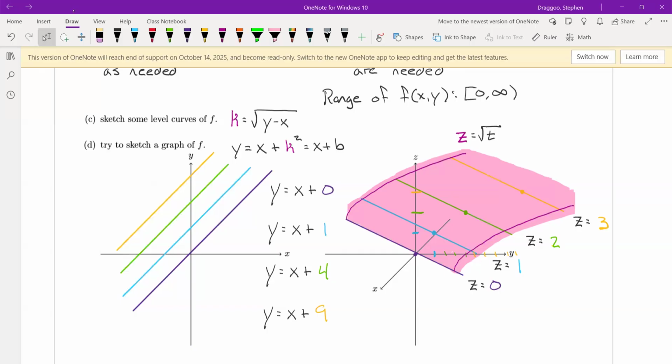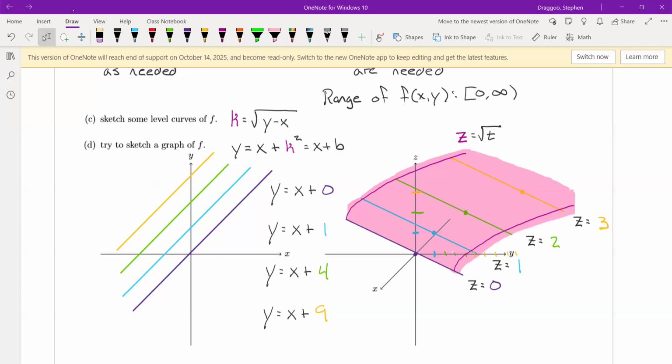In particular, if I square both sides, and then move my x term around, I end up with the equation y equals x plus k squared. Remember, the k is just a constant value, so I'm just going to rewrite k squared to be b, because it makes things look a little bit nicer. Again, it's a constant either way. But if I just have the equation y equals x plus b, I know that's going to be a series of lines.